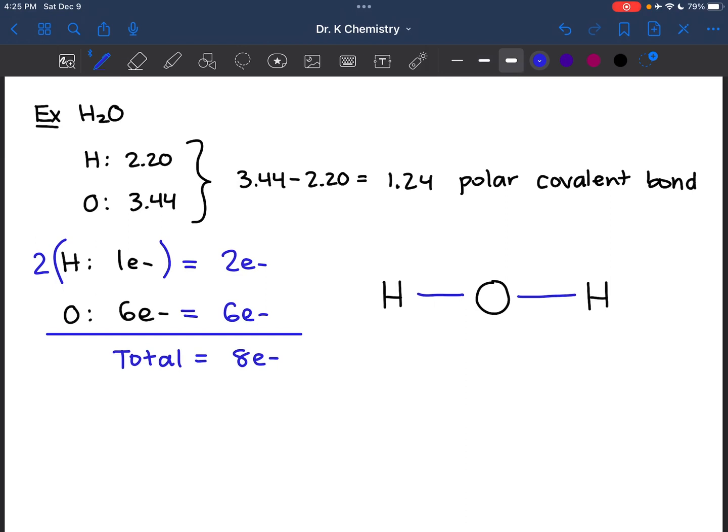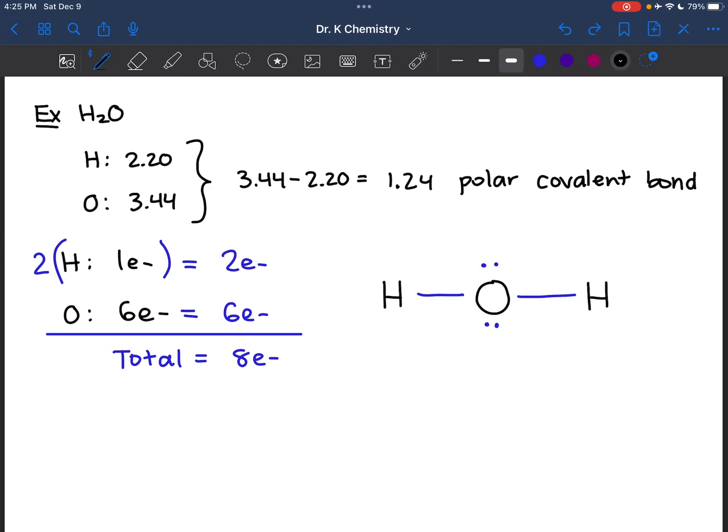Oxygen has 2 bonds. So I'm going to distribute the remaining electrons to the oxygen because it doesn't have an octet right now. So we used up 4 valence electrons, and I'm going to give the remaining 4 to oxygen. If we look at that, we see that hydrogen has access to 2 electrons, so it is happy. It has fulfilled its duet. Oxygen has access to 8 valence electrons. It is happy with that situation.